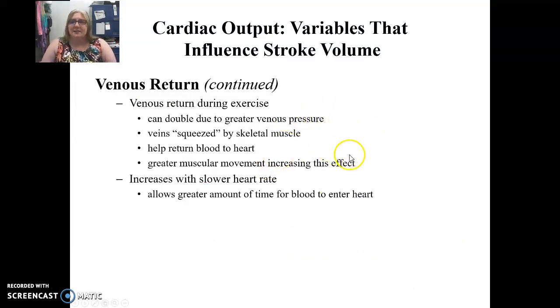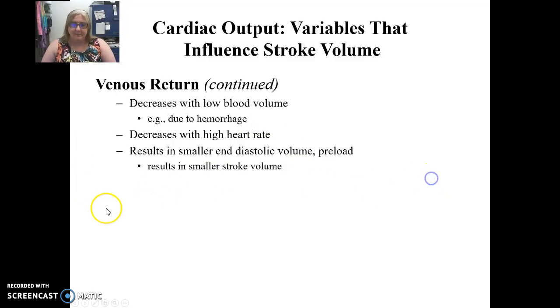So venous return tends to increase during exercise, and it decreases when you are at rest. Venous return will also increase with a slower heart rate because you're giving more time for blood to come back. It's also going to decrease if we hemorrhage because we have less blood able to come back. And if we have a very high heart rate, it's going to decrease because we're not giving the heart enough time to fill up. So the ventricles don't fill up as full, which means you're going to have less blood leaving.